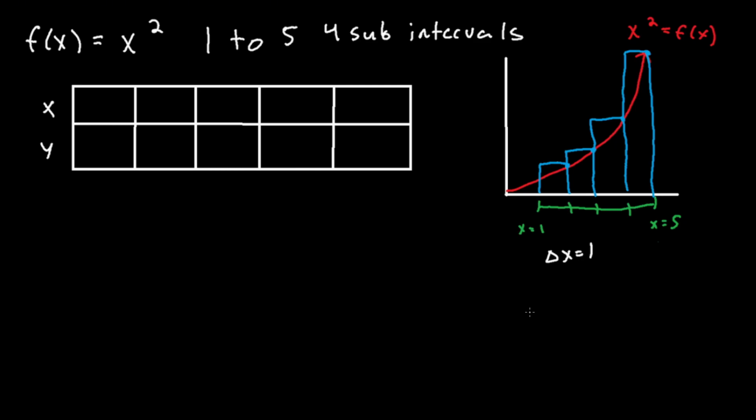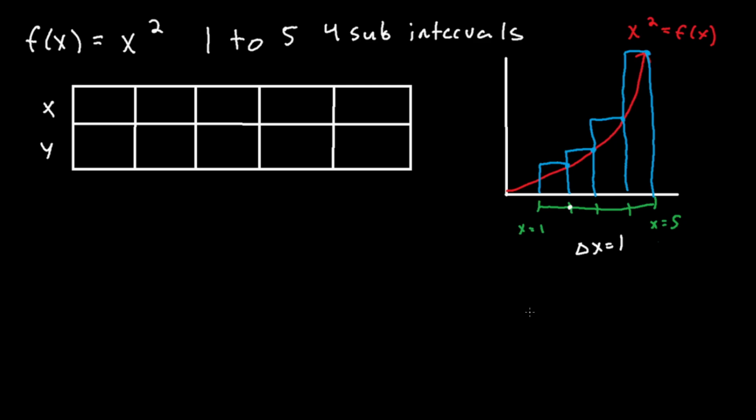But if you wanted a more analytical way to calculate it, you would subtract the smallest x value from the largest x value, the rightmost x value, and then divide it by the amount of subintervals you want. And then you'll get delta x. And 5 minus 1 is 4, 4 over 4 is just 1. So in this case, delta x is the width of our rectangles. And delta x is the distance between each subinterval.